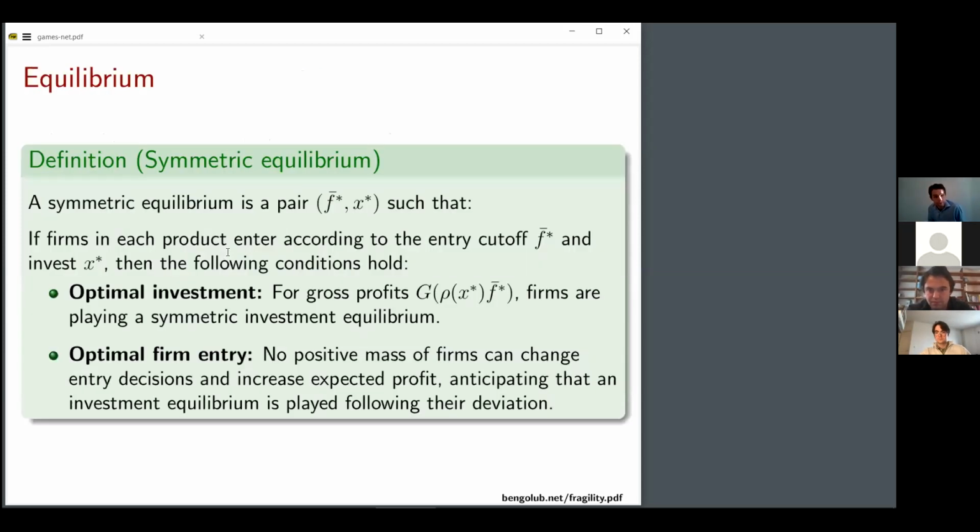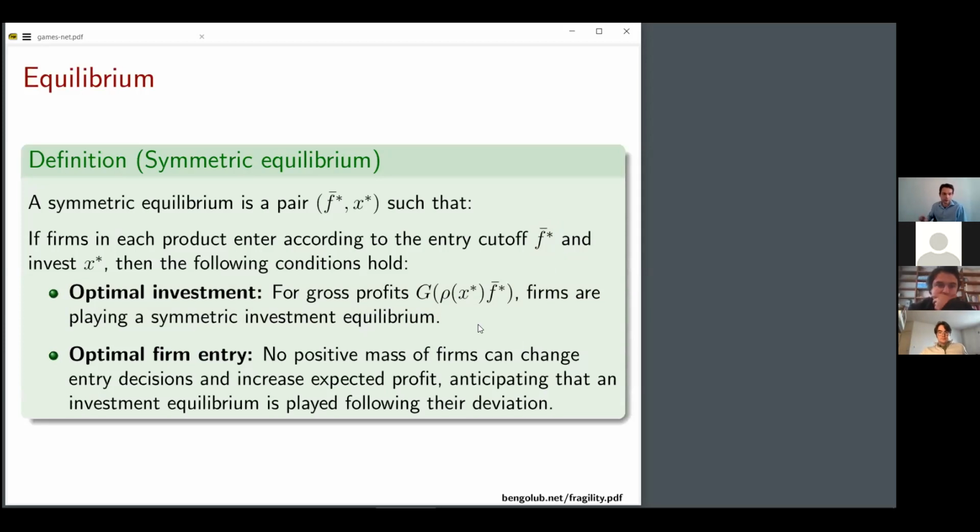So what we're going to study is symmetric equilibria of this big economy, when we put everything in. So a symmetric equilibrium is going to be characterized by a cutoff, F bar star for everyone, and an investment level, so that two things are true. First, conditional on entering, firms are playing an equilibrium of the investment game, which we've already discussed. Sort of the investment subgame is in equilibrium.